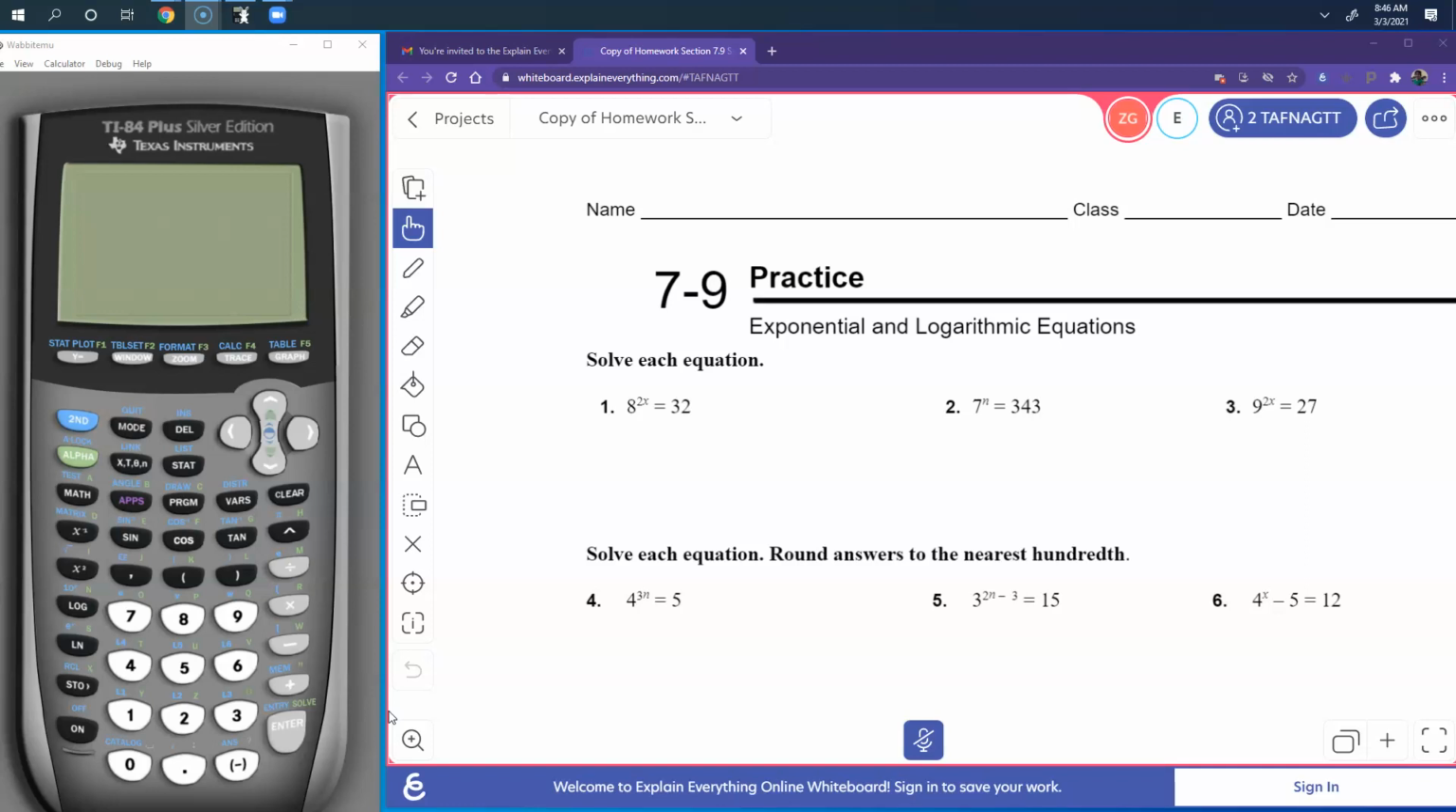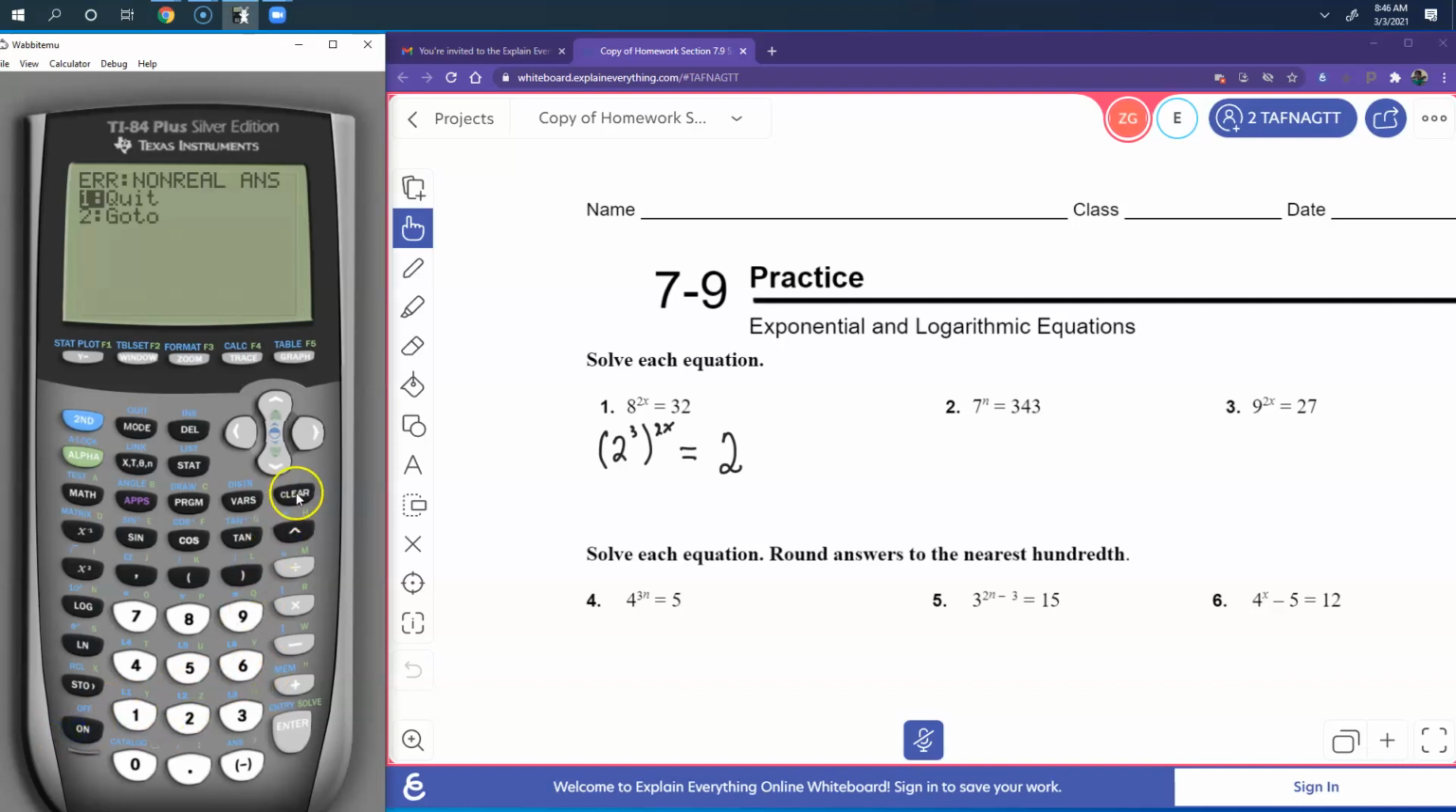So for number 1, I noticed that we can have a common base of 2. So I know 8 is the same thing as saying 2. So we have 2 to the third power, and that's raised to the 2x. So 32 is the same thing as saying 2. And if you want to use your calculator, you can. We know it's 2 to the power of 5.